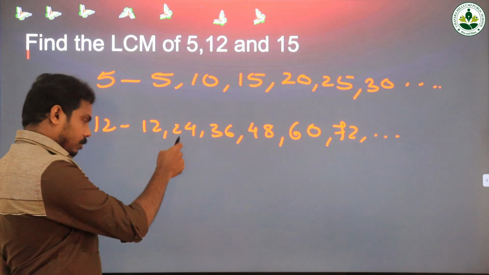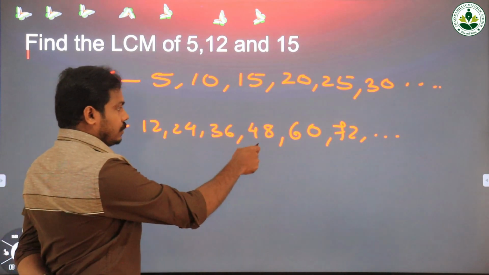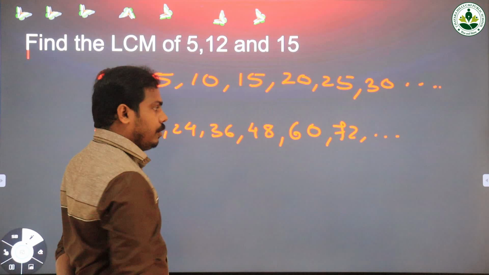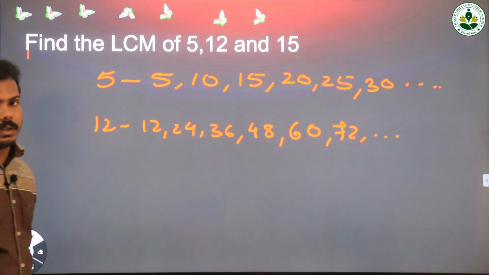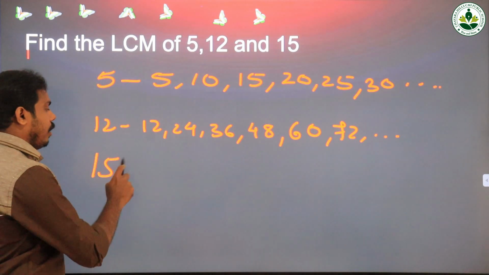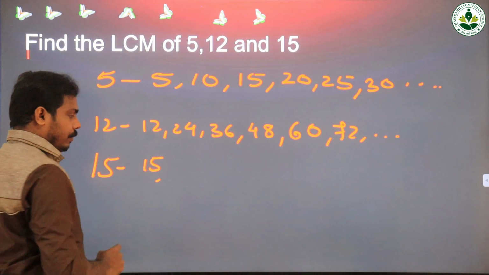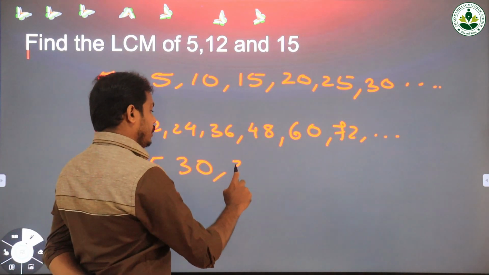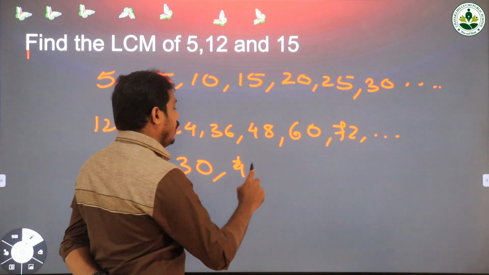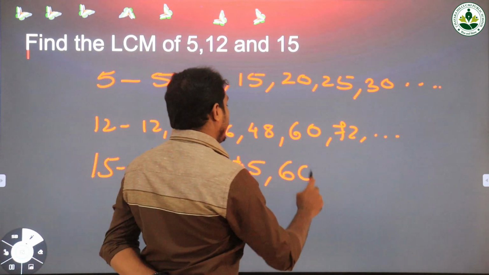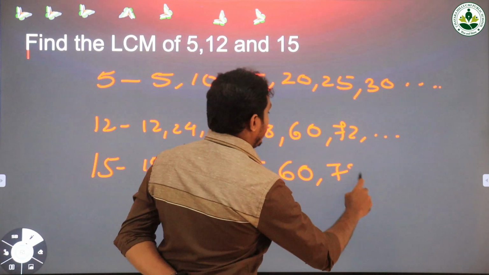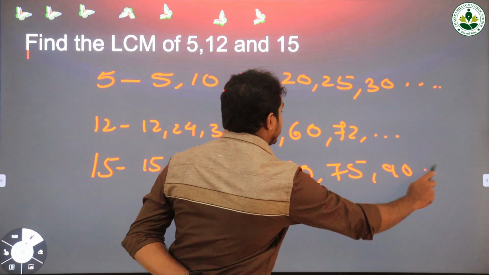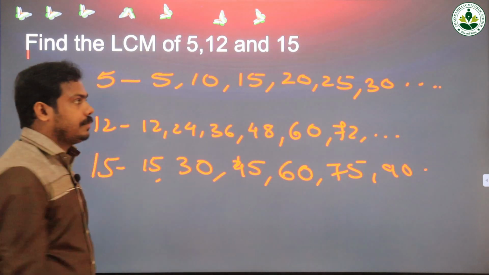12 ones are 12, 12 twos are 24, 12 threes are 36, 12 fours are 48, 12 fives are 60, 12 sixes are 72, etc. And the multiples of 15 are 15 times 1 is 15, 15 times 2 is 30, 15 times 3 is 45, 15 times 4 is 60, then 75, then 90, etc. These are the multiples of 15.